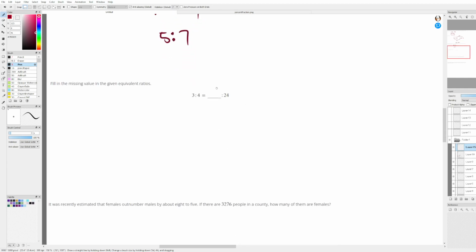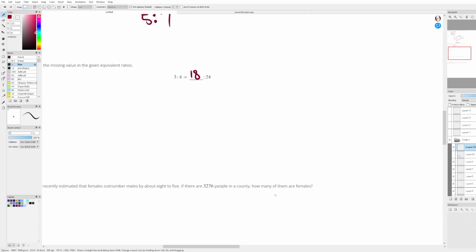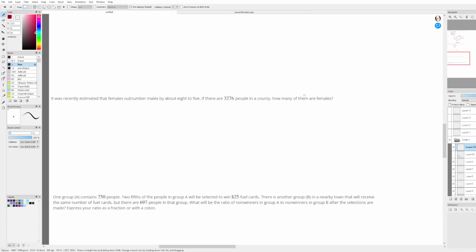This one, same idea as before. 4 goes into 24 6 times. 3 times 6 is equal to 18. So 18 to 24 is our answer with that.